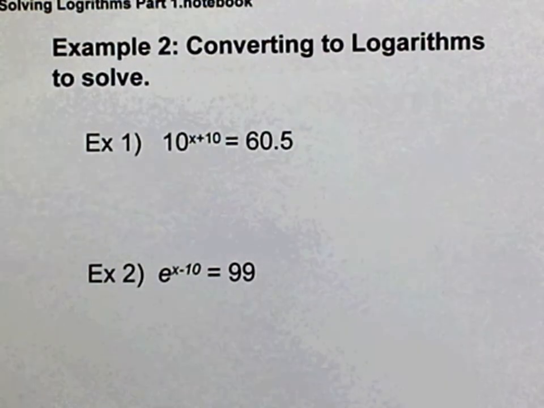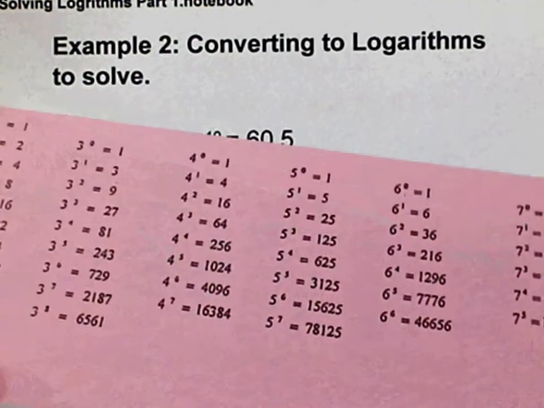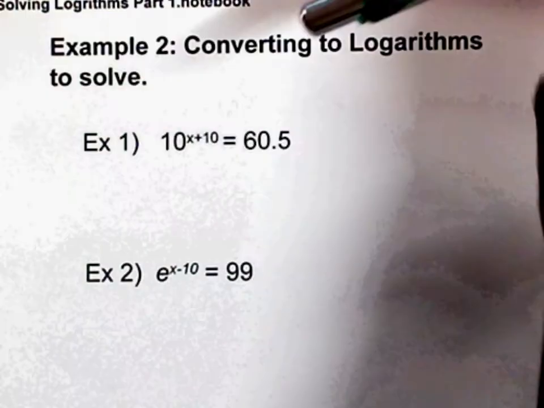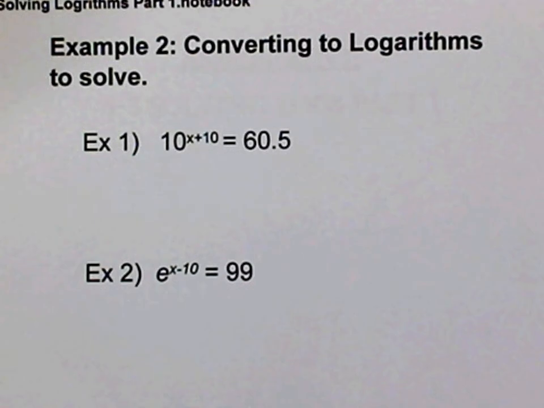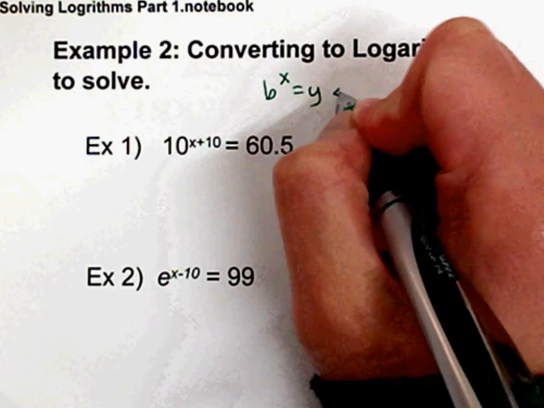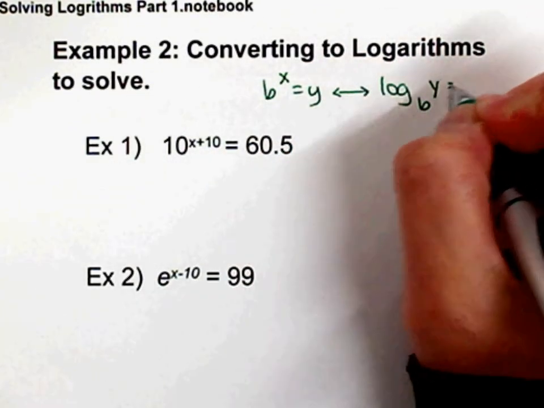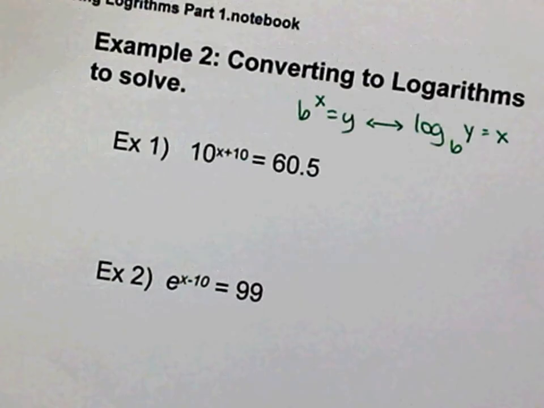Okay, now you have a 10 to the x equals 60.5. Notice there's nothing on that chart that has that. So I'm going to rewrite it. Remember, b to the x is equal to y. I'm going to convert it to log. Base goes here, the y goes here, and there's your x. Okay? So here we go.